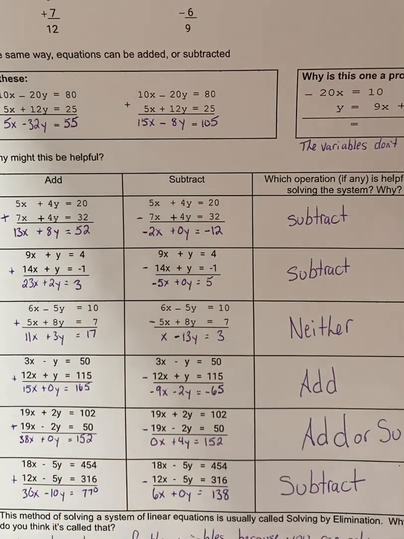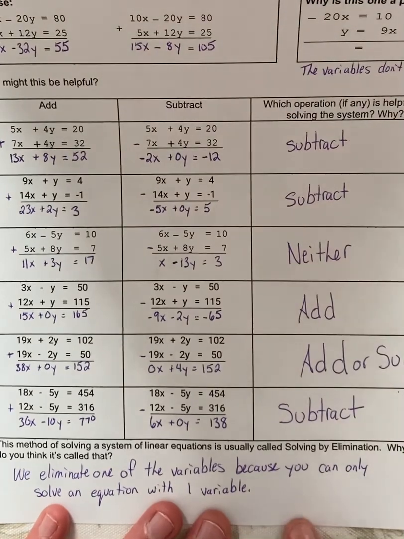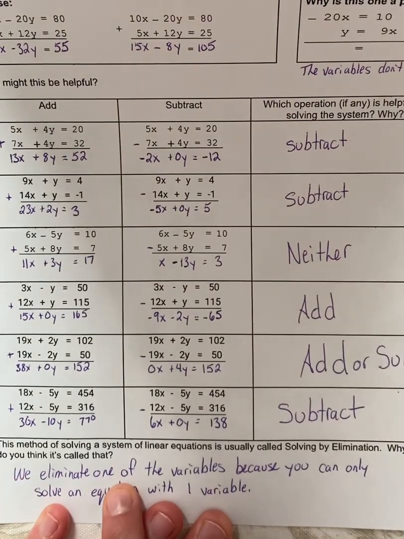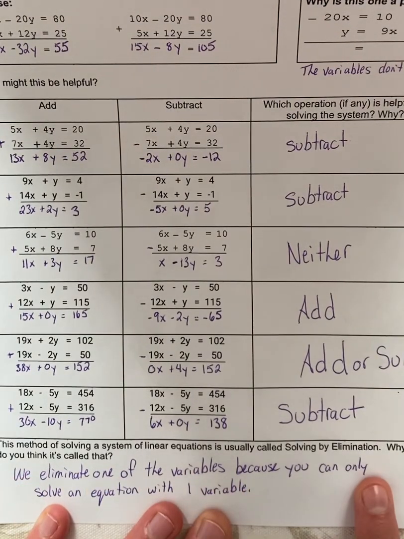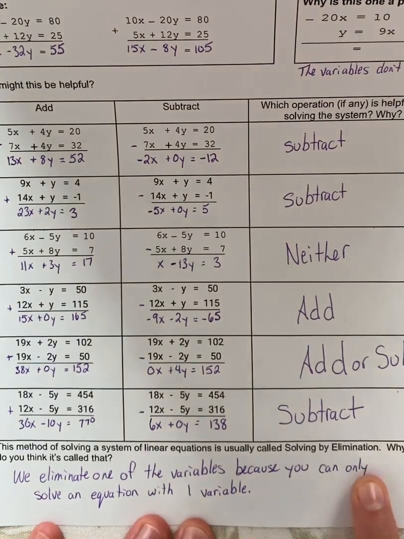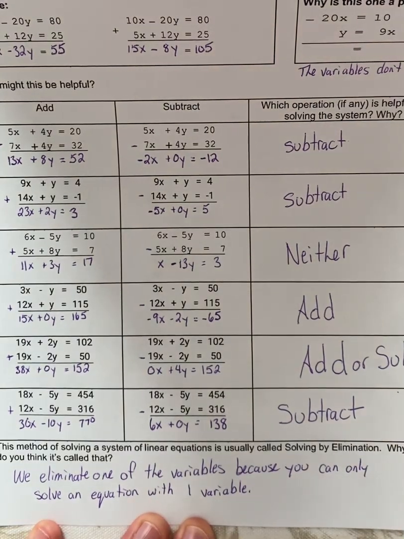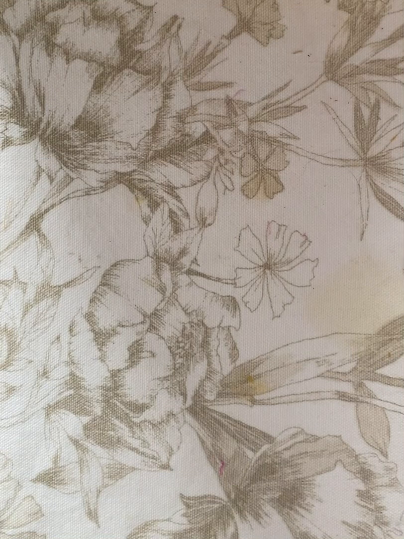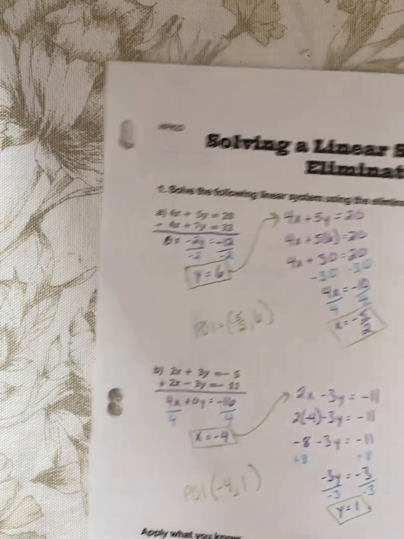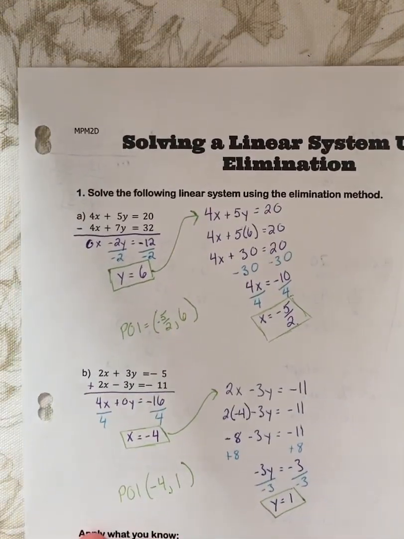Okay, so what is marvelous about this method? It causes us to eliminate one of the variables because you can only solve an equation with one variable. So this is an important skill to have when we're moving on to something called elimination. Elimination is another way of solving an equation, except we don't have to do any of the substitution that we did in the last lesson.